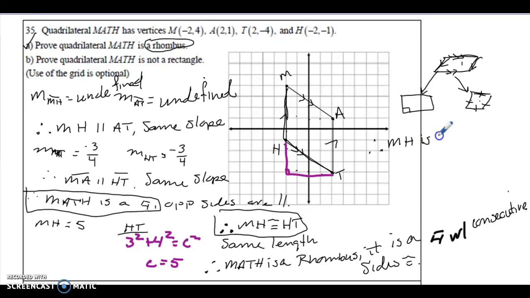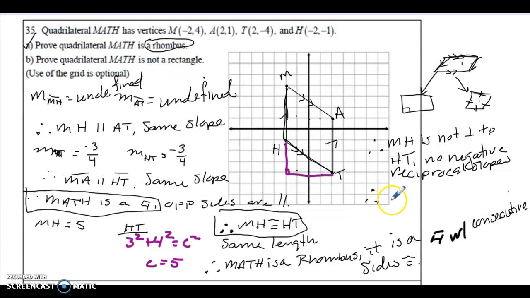MH is not perpendicular to HT. My reason is no negative reciprocal slopes. So in conclusion, MATH is not a rectangle. Consecutive sides are not perpendicular.